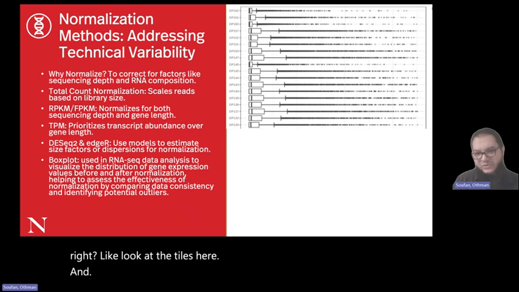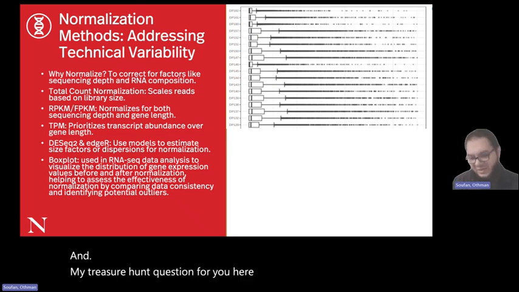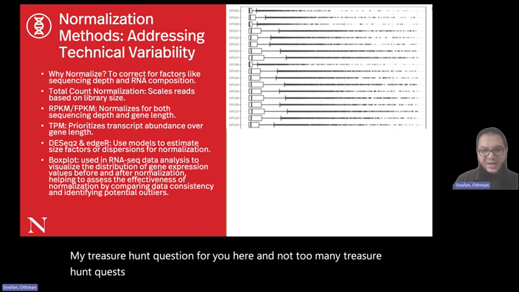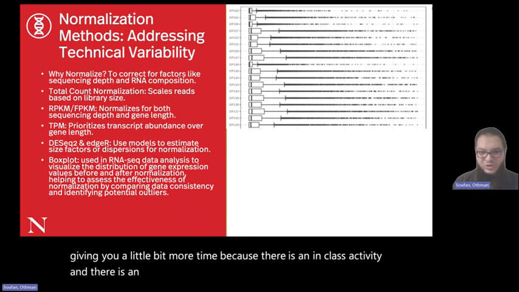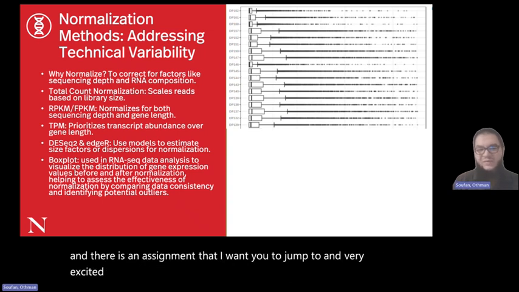My treasure hunt question for you here, and there are not too many treasure hunt questions in this lecture. I'm also trying to finish on time, giving you a little bit more time because there is an in-class activity and an assignment that I want you to jump to. I'm very excited for you to go and work with that, okay?